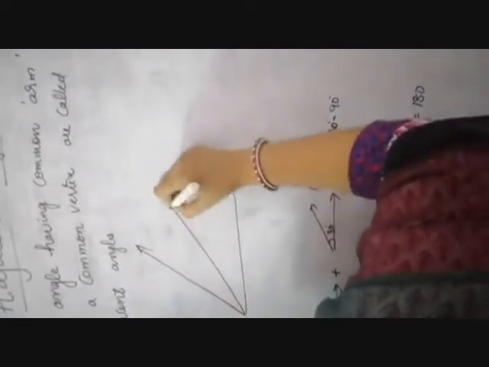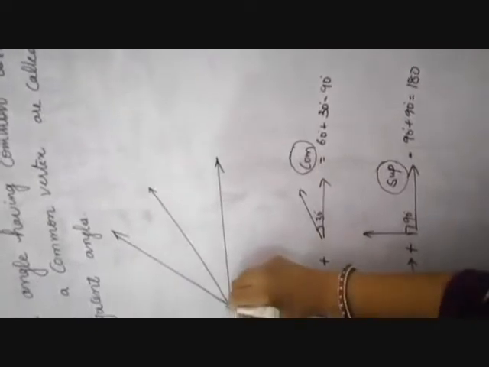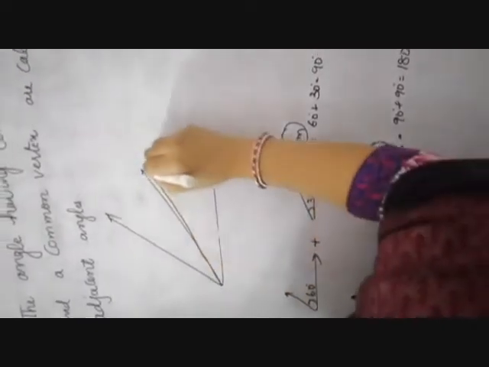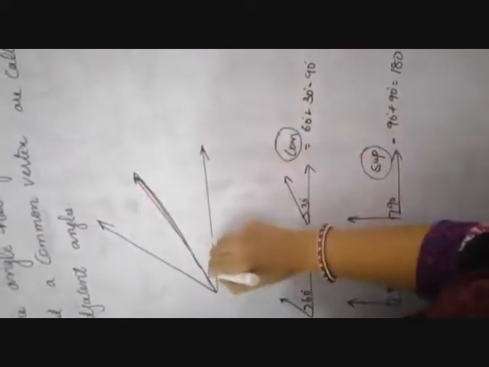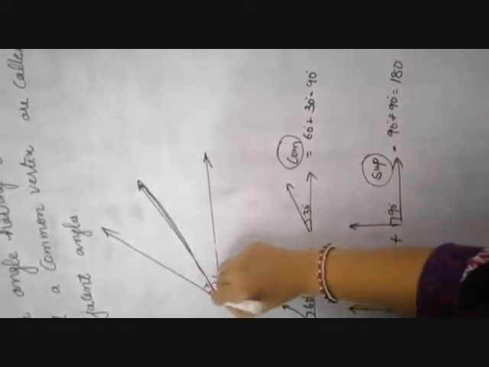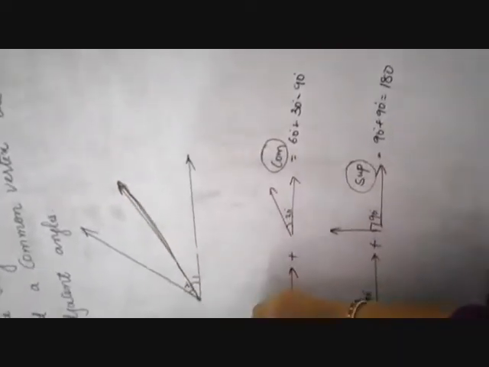Now the next new topic is adjacent angles. What are adjacent angles, children? Angles having a common arm and a common vertex are called adjacent angles. For example, I am drawing like this. If I am taking one angle, here this is an angle, children. In this you have a common arm. Can you see? This is your first angle, this is your second angle. For these two angles, you have a common arm and a common vertex.